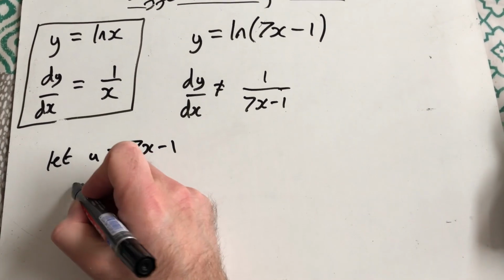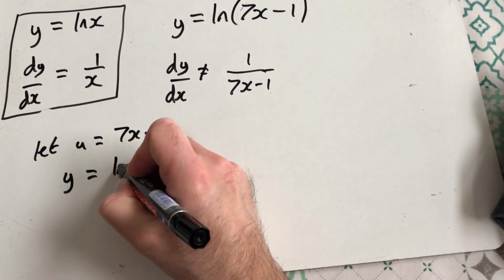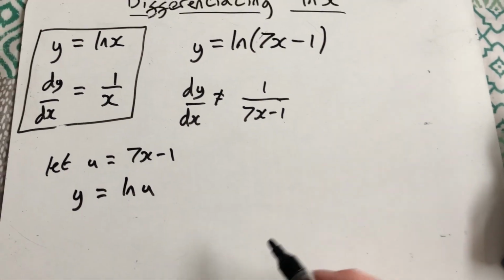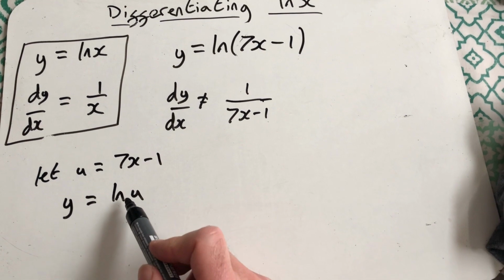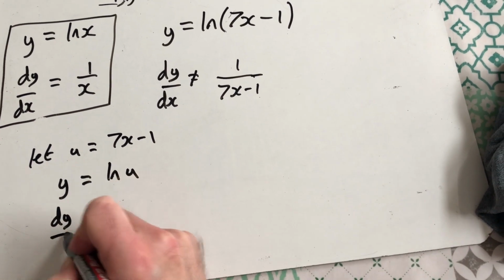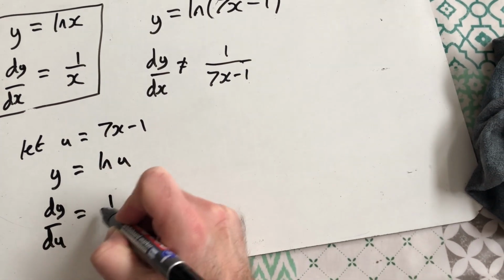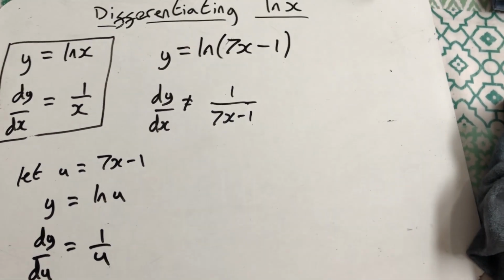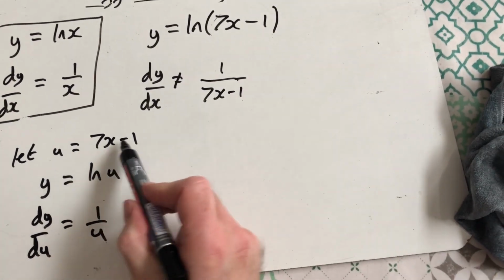Because then we can write y is equal to the natural log of u, can't we? And then we've got a similar sort of situation. Natural log of u, differentiate that, dy du is equal to 1 over u. Okay, great. And then you might say, well, let's just put in that there again.